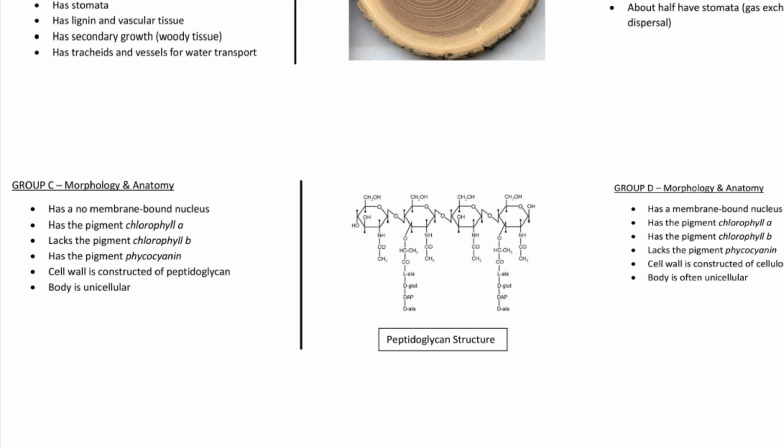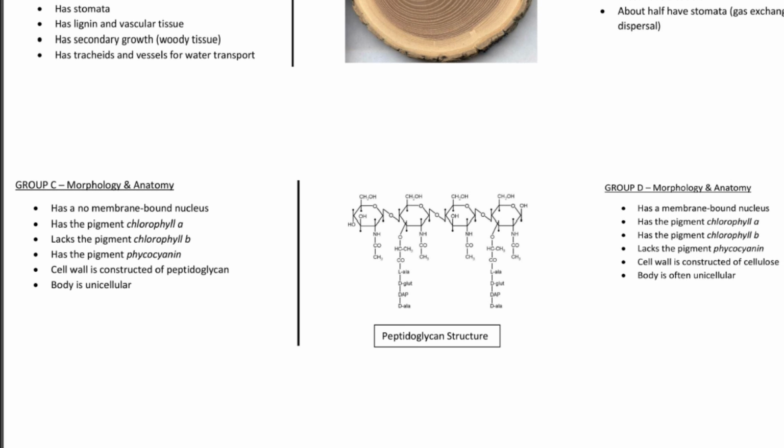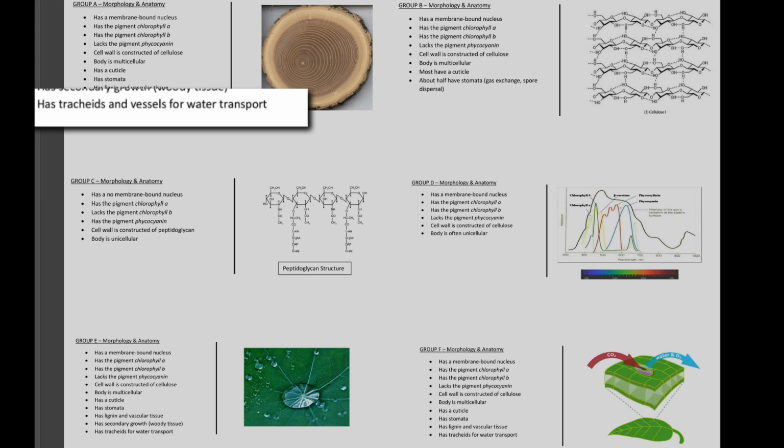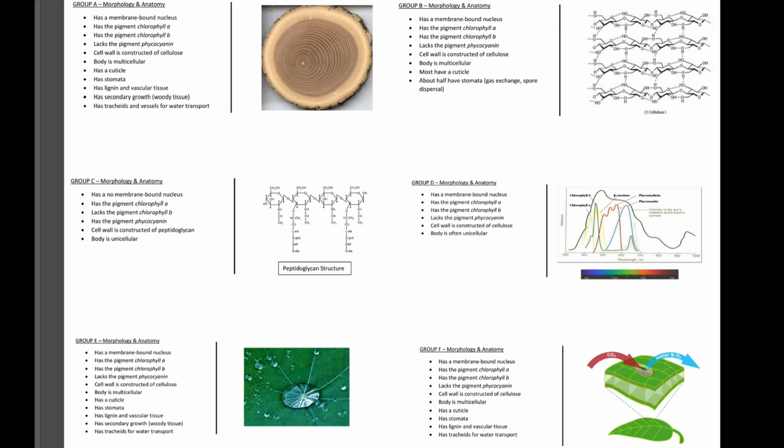Some of the differences that you also may have observed could include that only group C has cell walls made of peptidoglycan and contains the pigment phycocyanin. Groups A, B, E, and F have a cuticle and stomata, while the rest do not. Only groups A, E, and F have lignin and vascular tissue. Only groups A and F have secondary growth, and only group A has vessels for water transport.